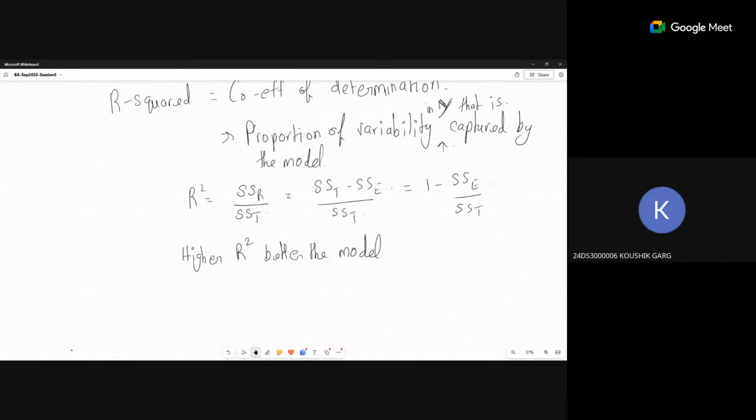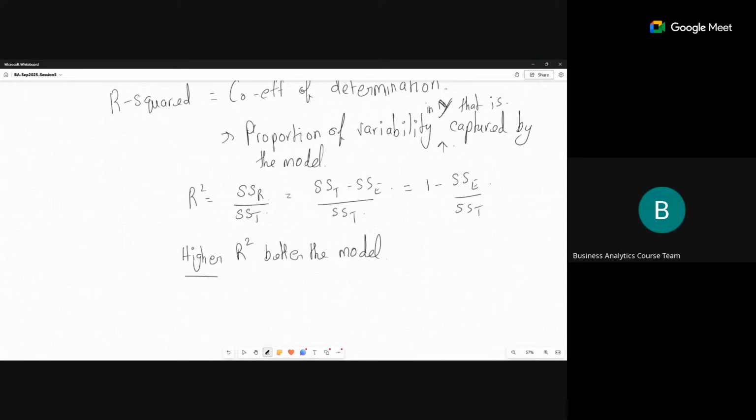So I have a doubt. We said that higher R squared is better. But what if we get a lower R squared, then do we have to rectify our model? Beautiful, which was basically my next definition.